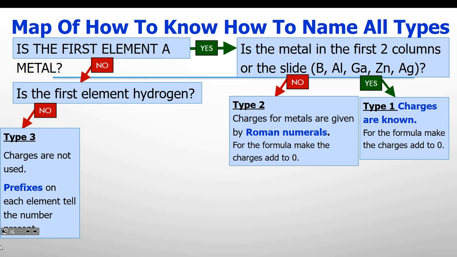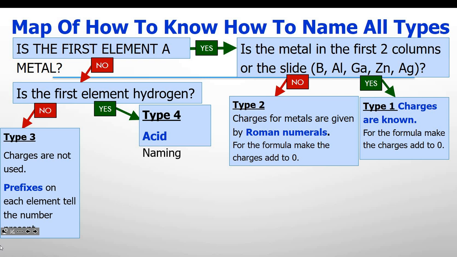We don't worry about the charges here. We just tell how many of each element we have by using mono, di, tri. Remember, we don't use mono on the first element, but we do have to use it on the second. If that first element is a hydrogen, then we have an acid.